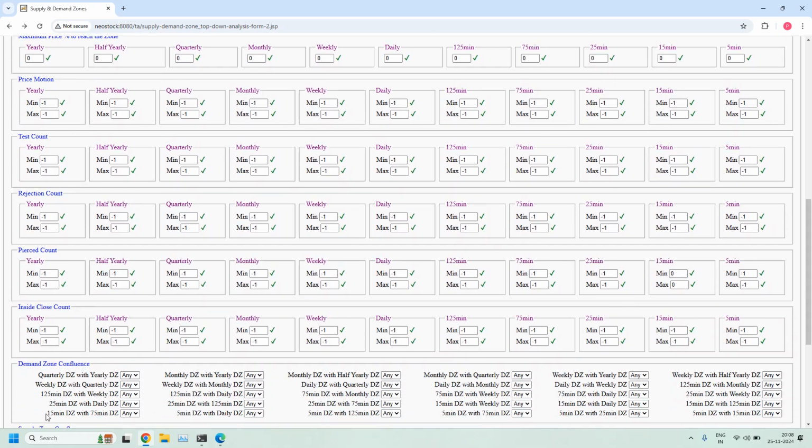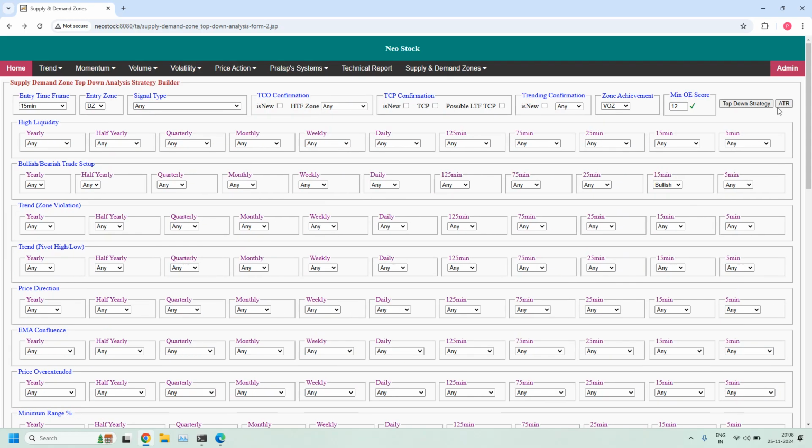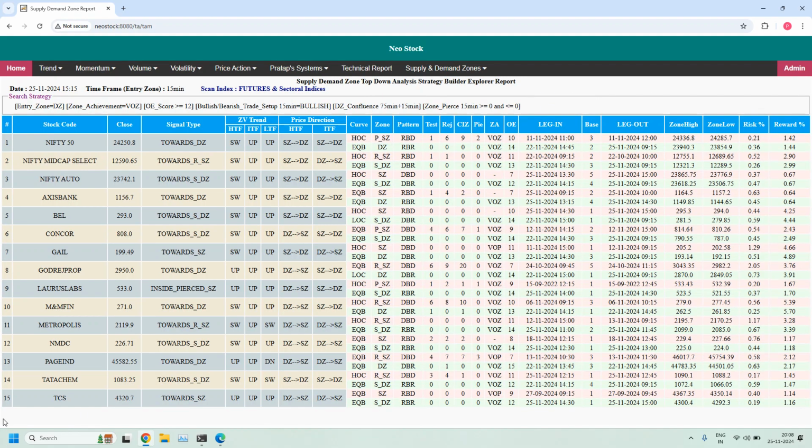So the 15 minutes demand zone with 75 minutes demand zone confluence filter is enabled. With this filter, we got 15 stocks. In all these 15 demand zones, currently the 15 minutes entry zone is part of the 75 minutes demand zone. And this 75 minutes demand zone trend is uptrend.